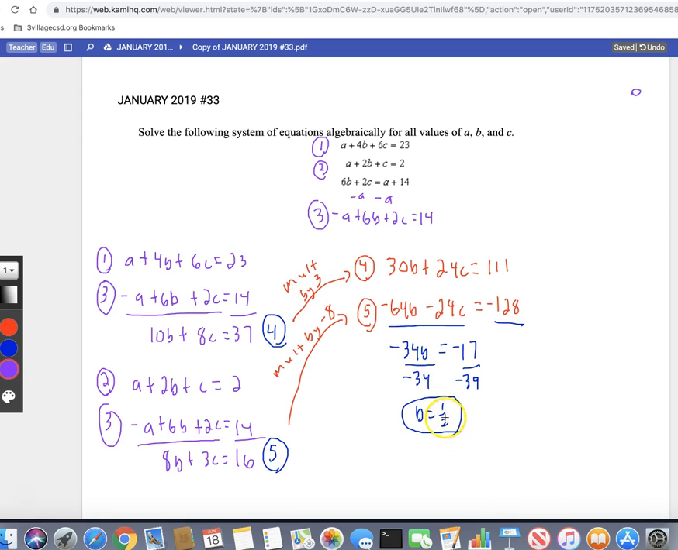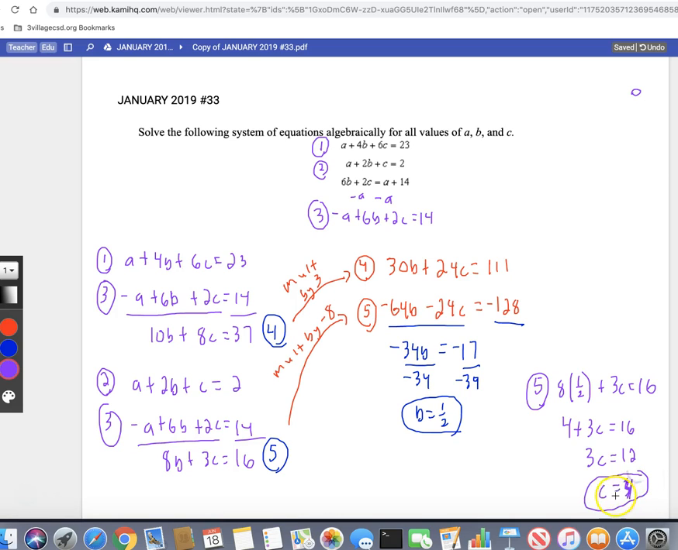Knowing that b is 1/2, we can go to either equation 4 or 5, plug in 1/2 for b to solve for c. So maybe I'll choose equation 5 to accomplish that. Using equation 5, b is 1/2, so it'd be 8 times 1/2 plus 3c is equal to 16. So 8 times 1/2 is 4, plus 3c is equal to 16, which means that 3c has to be equal to 12, and thus the value of c would be not 3, but c should be 4.